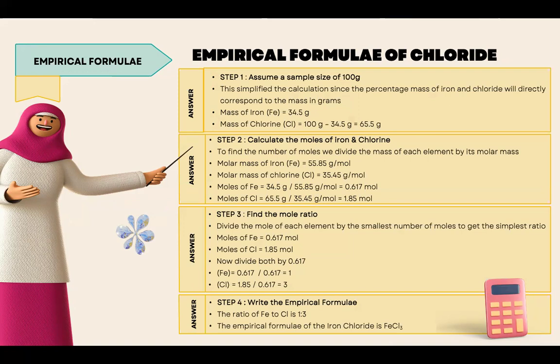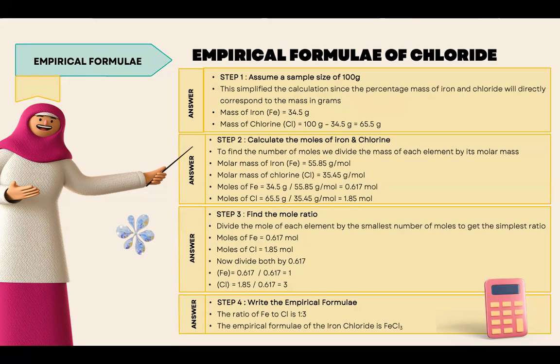Step 1: assume a sample size of 100 grams. This simplifies the calculation since the percentage mass of iron and chlorine directly corresponds to the mass in grams. Mass of iron is equal to 34.5 grams, and mass of chlorine is 100 grams minus 34.5, which gives the value of 65.5 grams.